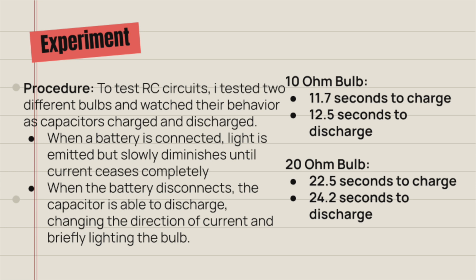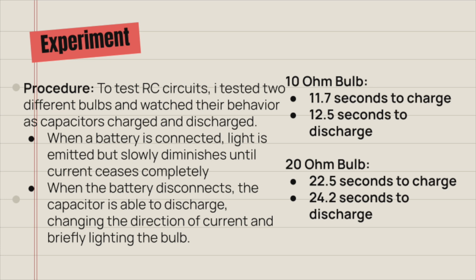Moving on to RC circuits, to test them I used two different bulbs and watched their behavior as capacitors charged and discharged. When a battery is connected, light is emitted but slowly diminishes until current ceases completely. When the battery is disconnected, the capacitor is able to discharge, changing the direction of current and briefly lighting the bulb.